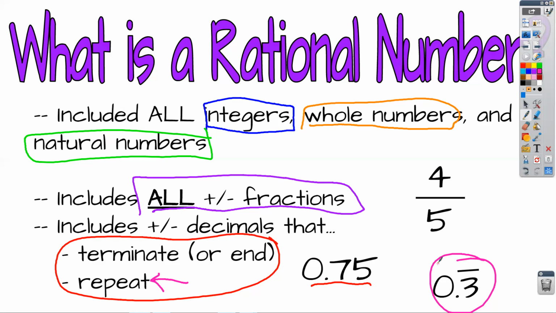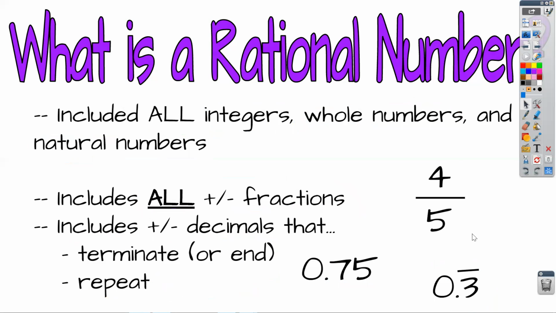And I talk about that because in 7th grade, you will learn about another type of number, and that would include the decimals that never ever end, but never repeat. So that is something for 7th grade. This year, we're focusing on rational numbers, which are terminating decimals, or decimals that stop, and repeating decimals, such as 0.3 repeating, that repeats the same number.